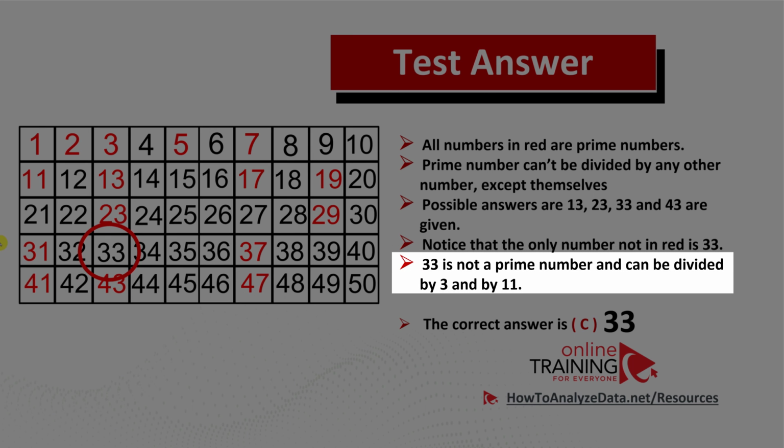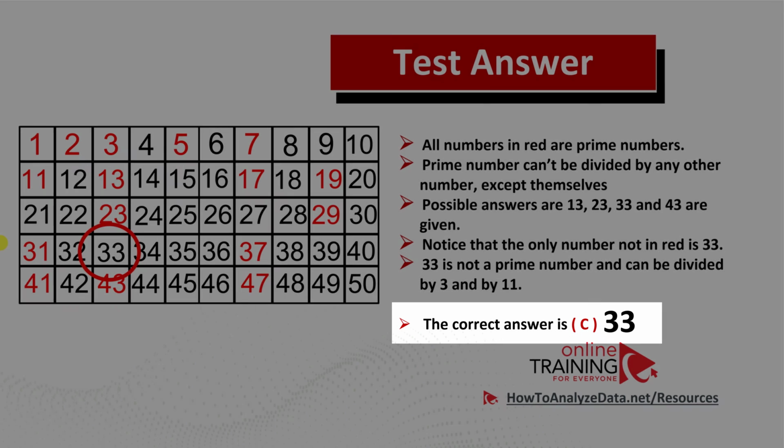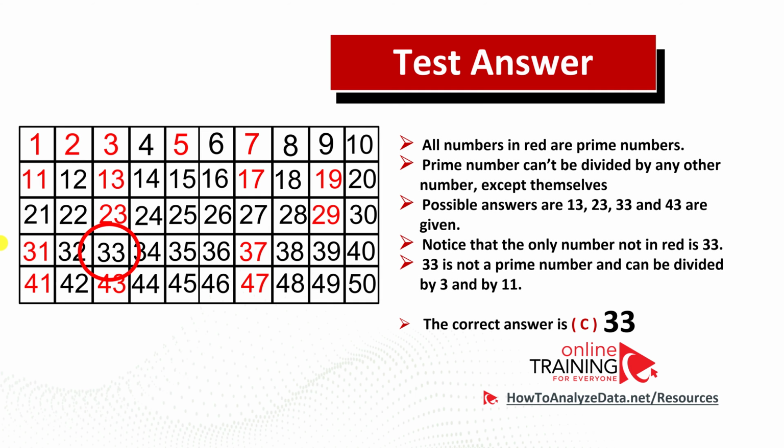33 is not a prime number because it can be easily divided by 3 and by 11. So the correct choice here is choice C, 33. Hopefully you've nailed this question and now know how to answer these types of questions on the test.